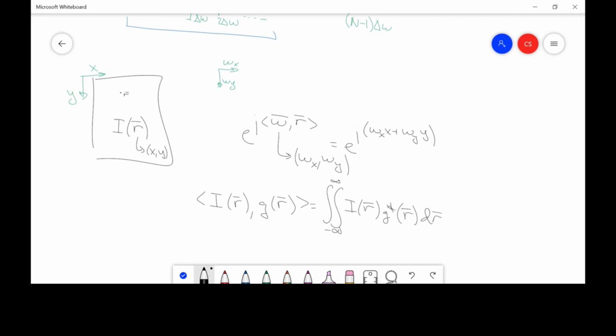This is a suitable inner product between a 2D signal and another 2D signal. It is the same definition that we had before, only that I have to take care now that I have two dimensions, and then I have to do a double integral, and my differential element has to go in two dimensions. But it is the same. Now we have defined the Fourier transform for images.